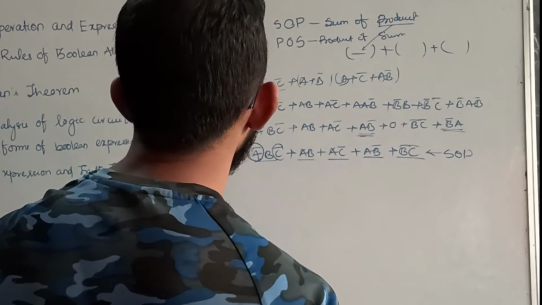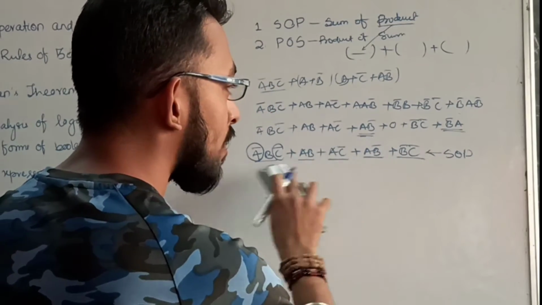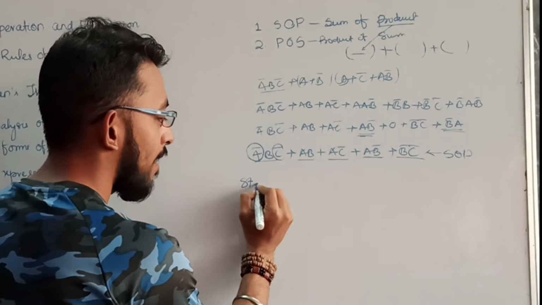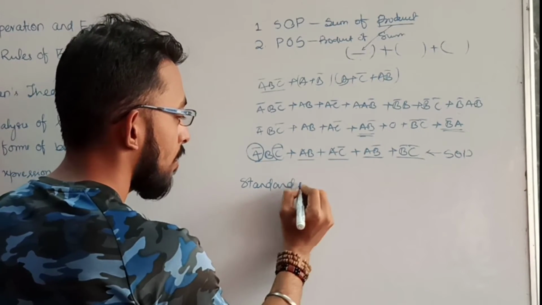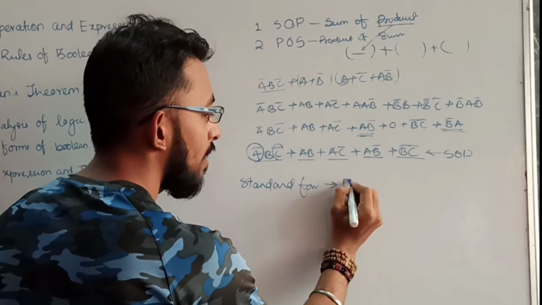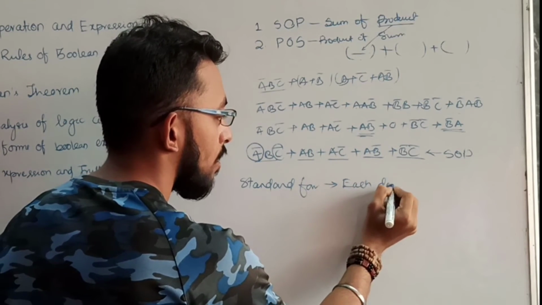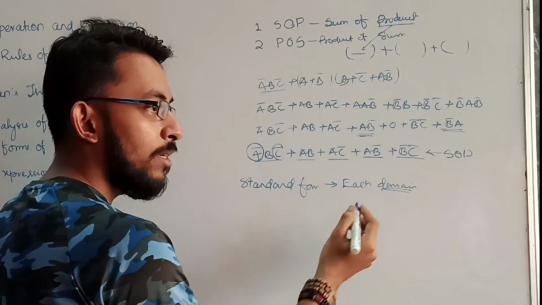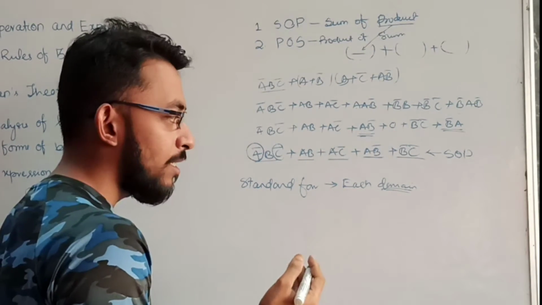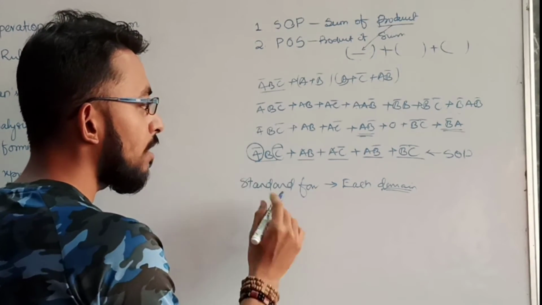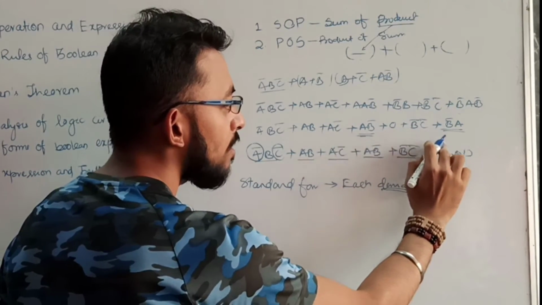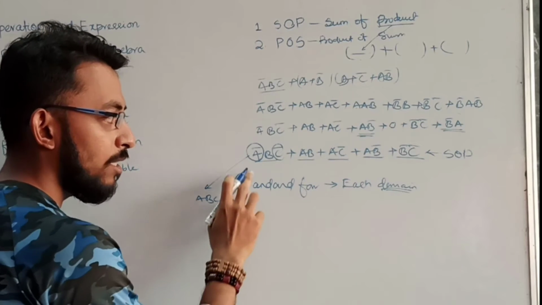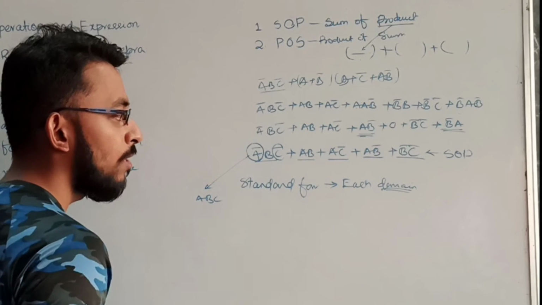Then we will see what is the standard. These are not standard form. Why are they not standard form? In a standard form, there should be each domain. What do we mean by domain? As I said earlier, the domain means the number of input variables that are present. You see, what are the domains for this case? For this case, my domains are A, B, C. Yes or no? There is no other variable.